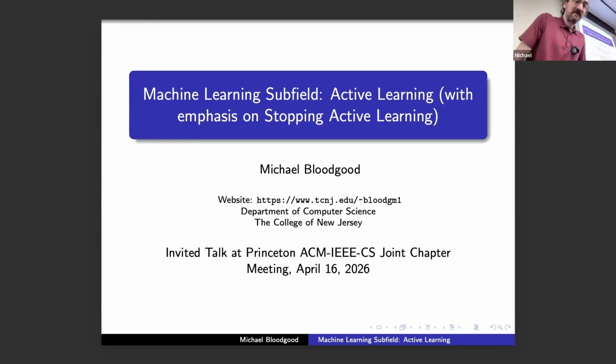It's my pleasure to introduce Michael Bloodgood. He's an associate professor of computer science here at the College of New Jersey. His research interests include active learning, natural language processing, and machine translation. Michael has a PhD in computer science from the University of Delaware.